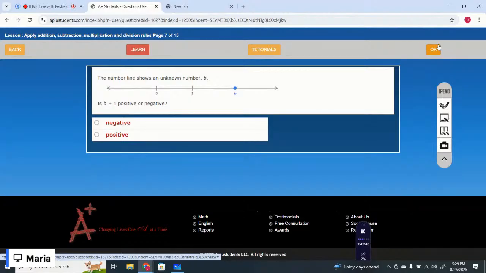The number line shows an unknown number b. Is b plus 1 positive or negative? The correct option is positive. Option number 2 is the correct option. Okay.